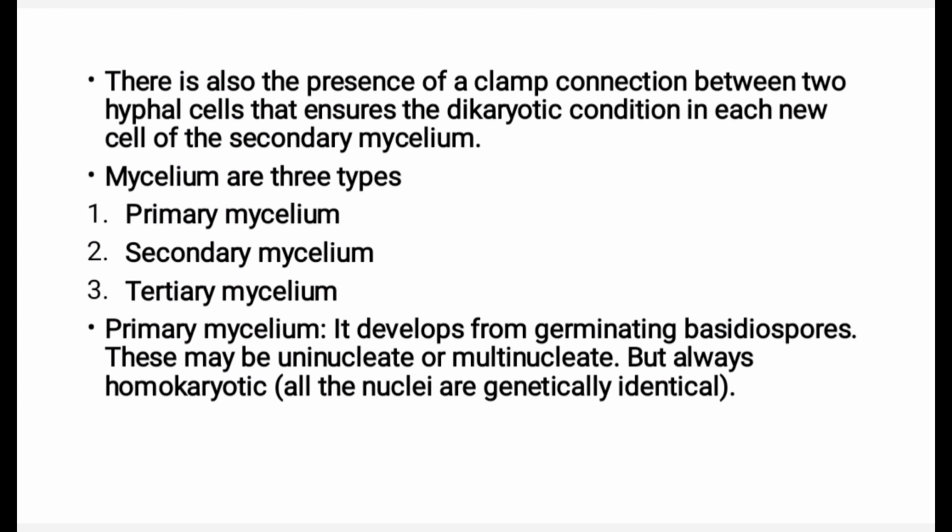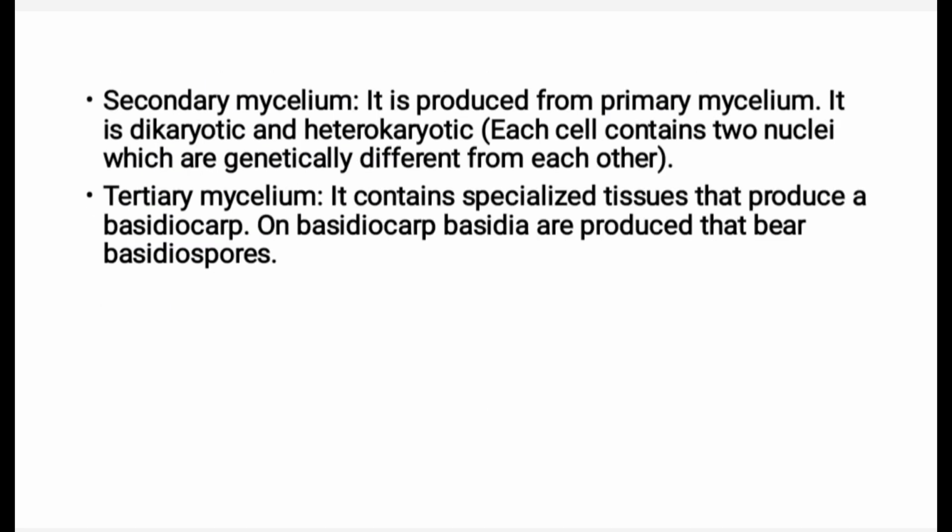Primary mycelium. It develops from germinating basidiospores. These may be uninucleate or multinucleate, but always homokaryotic. Secondary mycelium. It is produced from primary mycelium. It is dikaryotic and heterokaryotic. Tertiary mycelium. It contains specialized tissues that produce a basidiocarp. On the basidiocarp, basidia are produced that bear basidiospores.